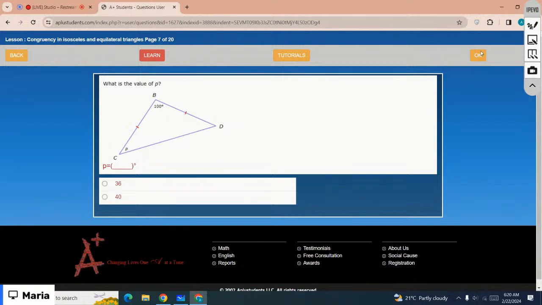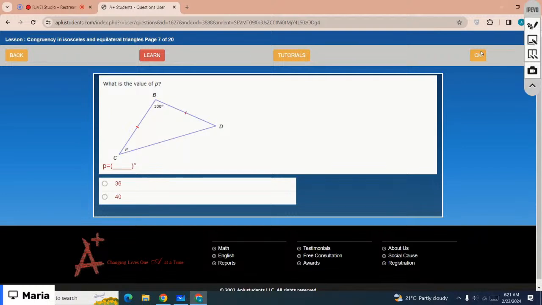What is the value of B? Which is the correct option? Yes, the correct option is 40 degrees, right?